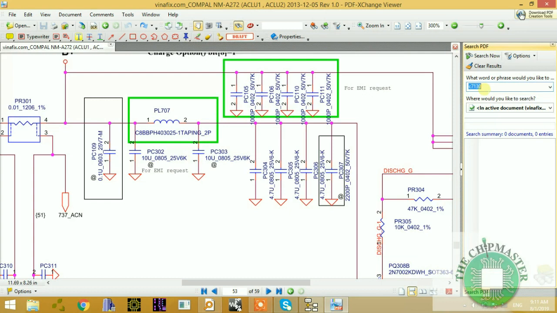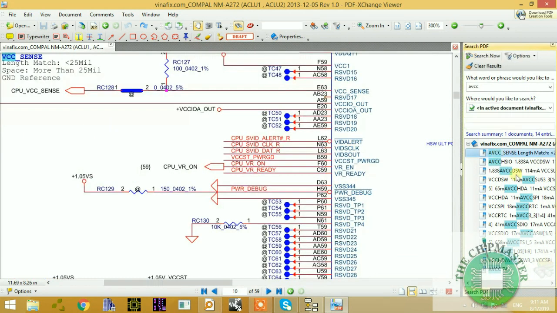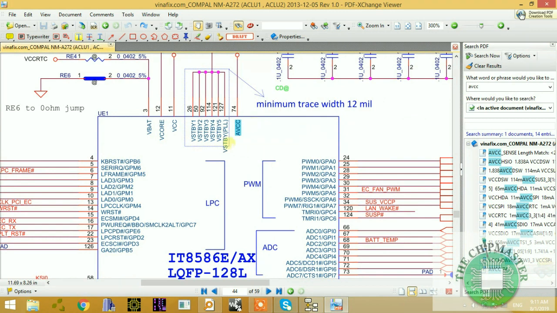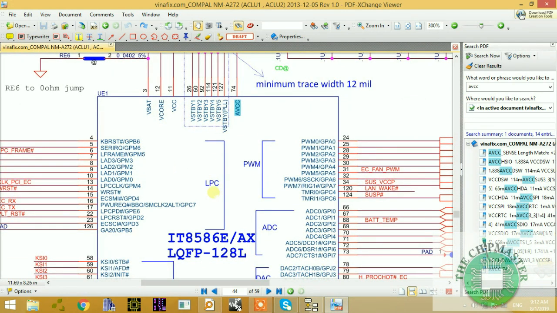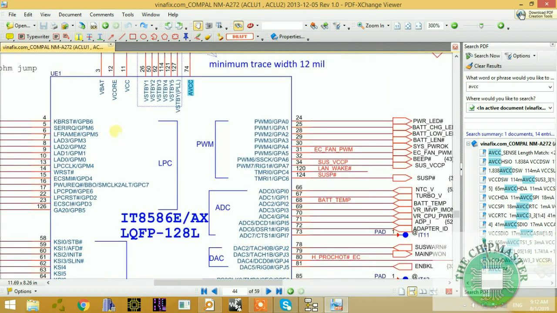Normally the first name that I type when going for the EC working conditions is AVCC. I hit enter, and AVCC, here it is. This is the only signal you can find on the schematic, sorry, which is AVCC, and that goes directly to the IO controller. Now this is the IO controller.